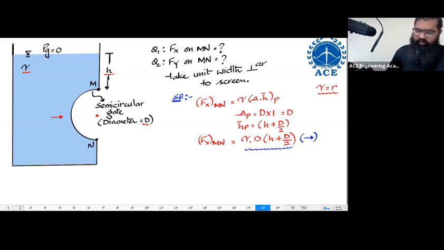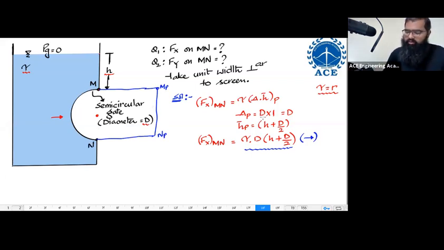Regarding AP, just imagine that you're extending this line somewhere over here. This is some point M projected, this is some point N projected, and you're drawing a vertical over here. How much is the area of this particular vertical? This vertical will have a height exactly equal to the diameter. Width perpendicular will be exactly equal to 1. So diameter multiplied by width, that way.